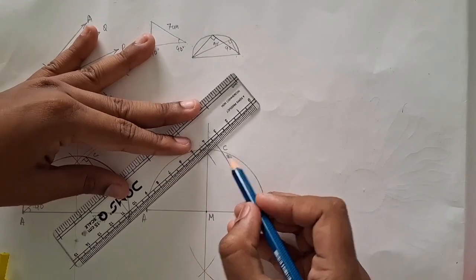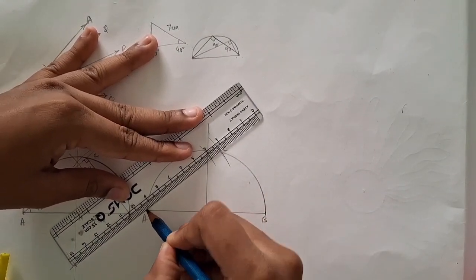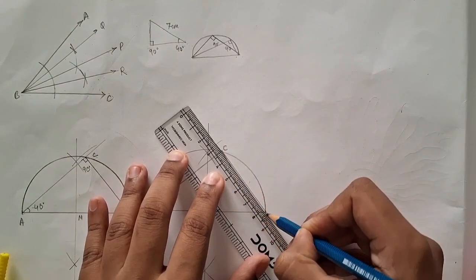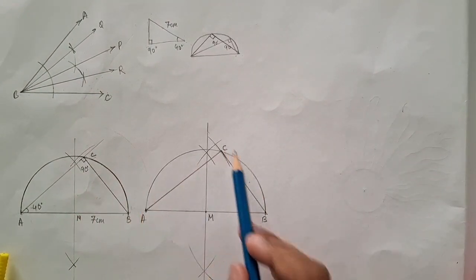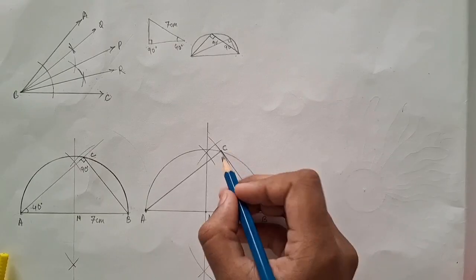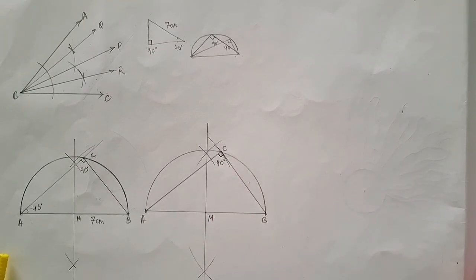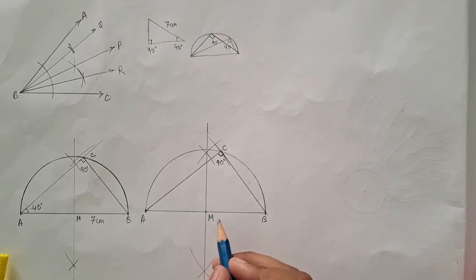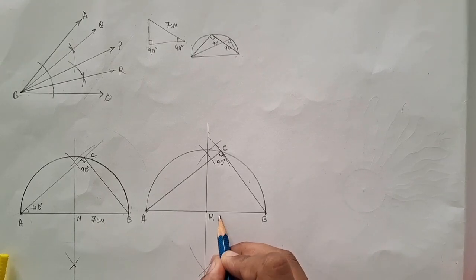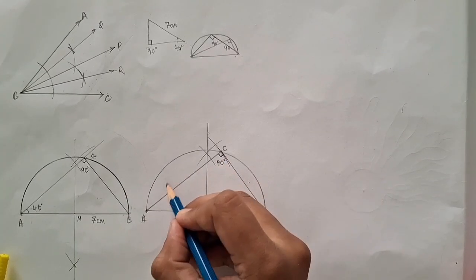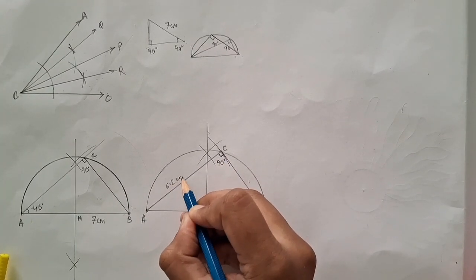Now I will join all the points. I will join AC and CB. So ABC is my required right angle triangle with the hypotenuse of 7.8 centimeter, and one of the sides being 6.2 centimeter.